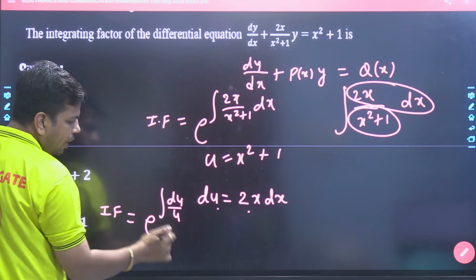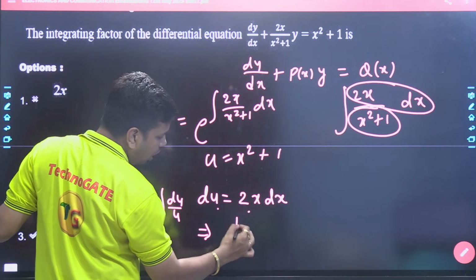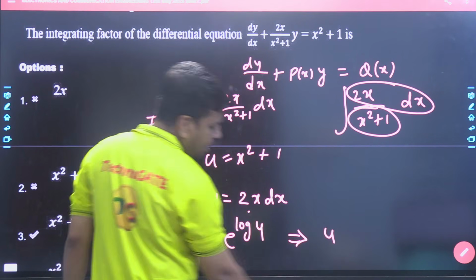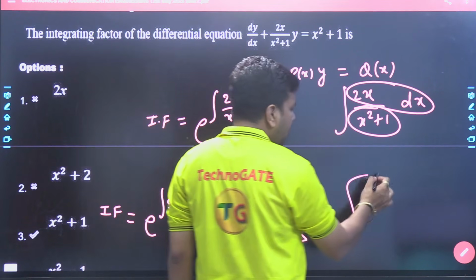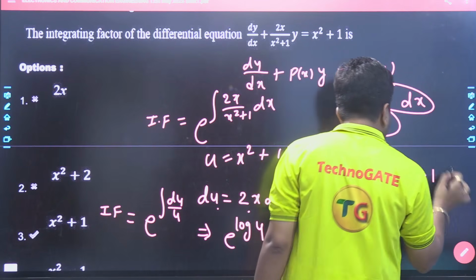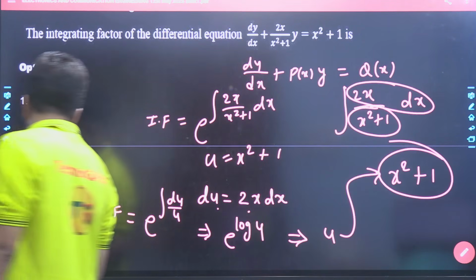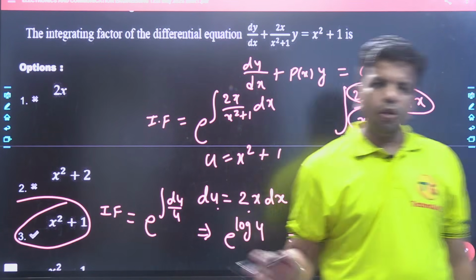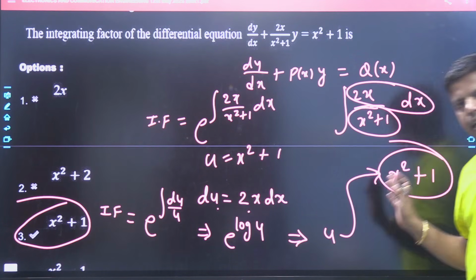The integration of 1 by u is simply log u. So e and log cancel, and your answer becomes u, and we know the value of u is x square plus 1. So your answer is x square plus 1. You can go with option 3. Are you getting the point? It is a very simple question, and you get the correct answer like this.